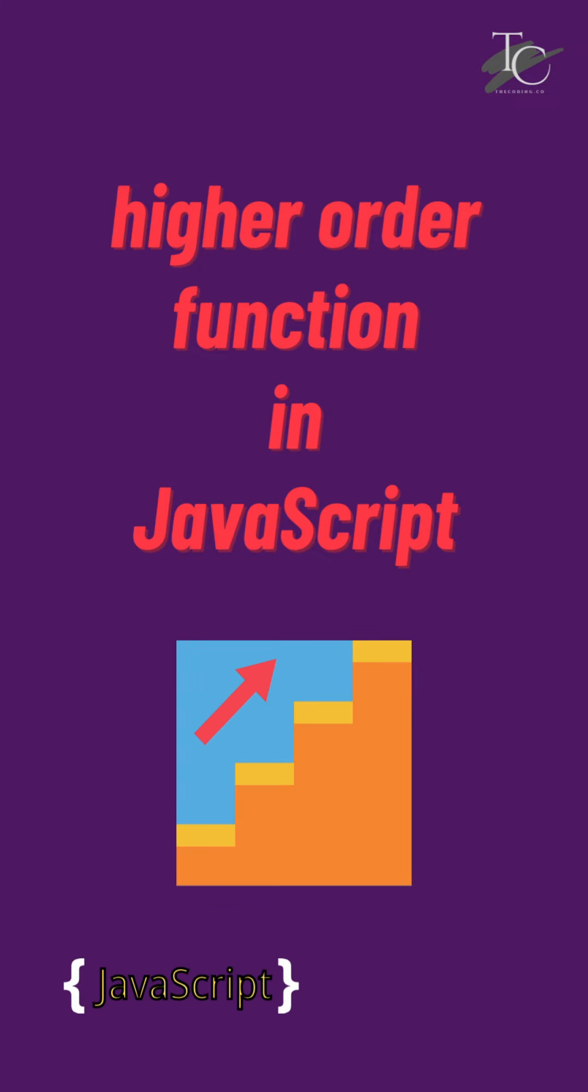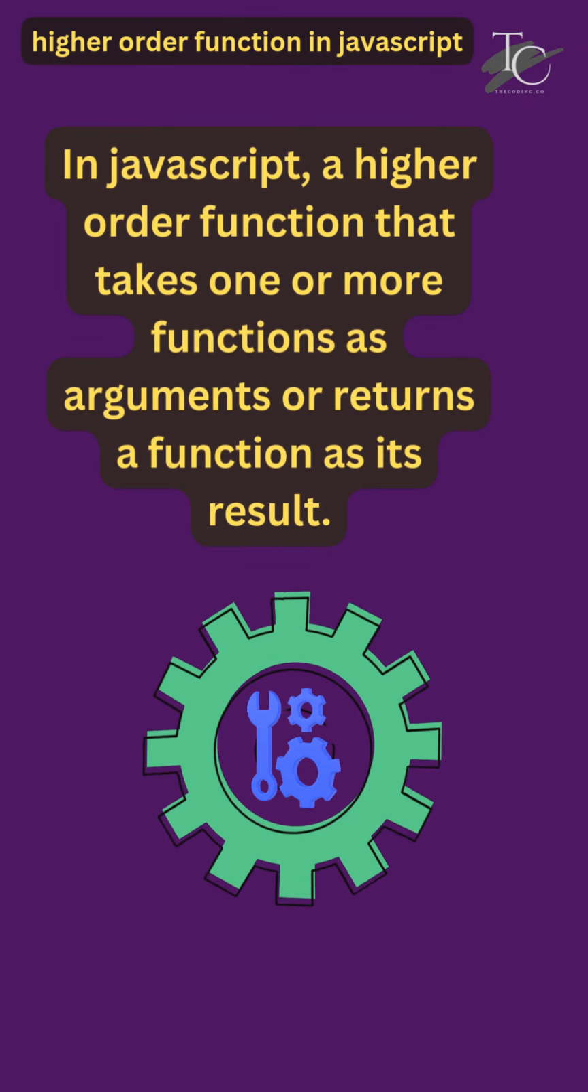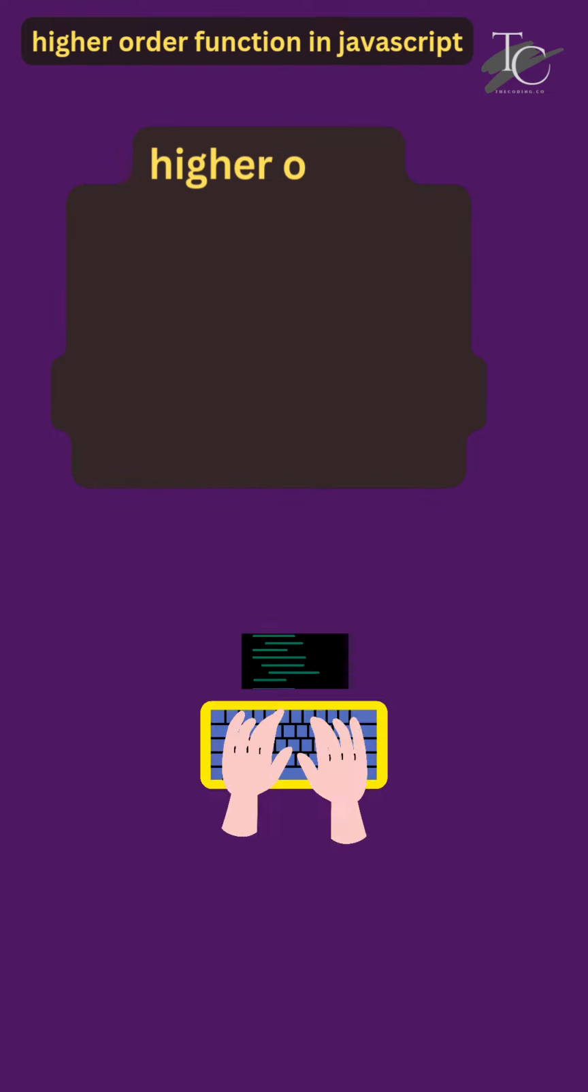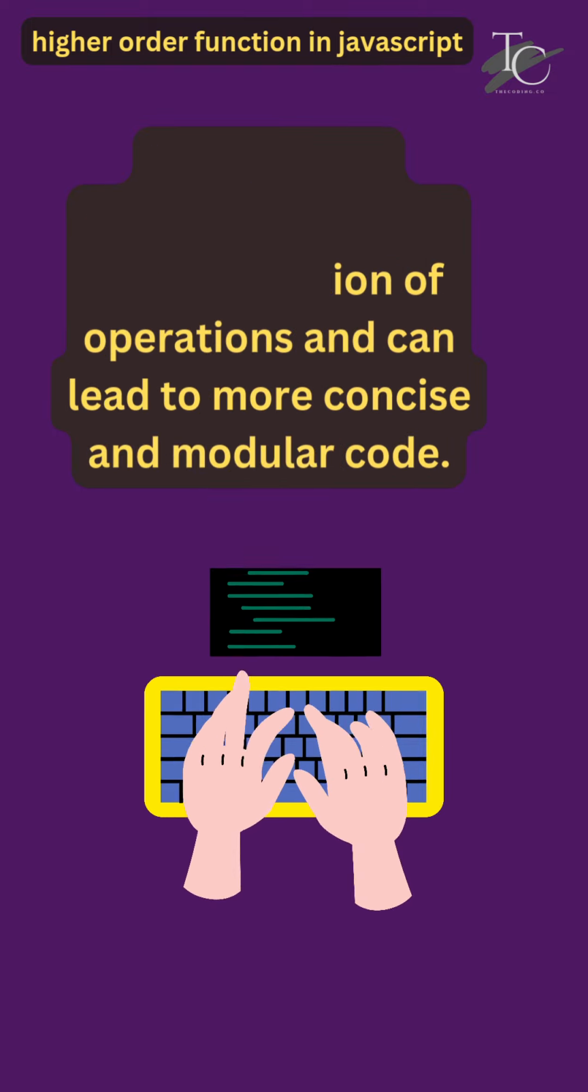Higher order function in JavaScript. In JavaScript, a higher order function takes one or more functions as arguments or returns a function as its result. Higher order functions allow for the abstraction of operations and can lead to more concise and modular code.